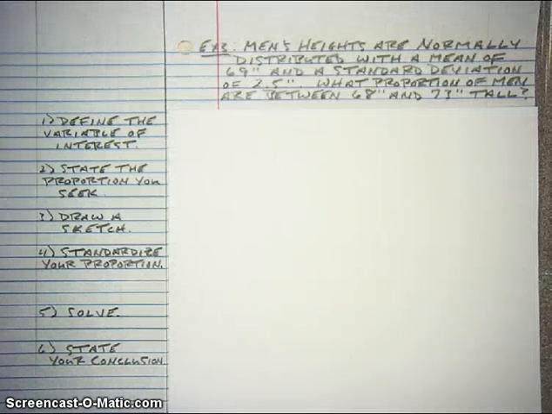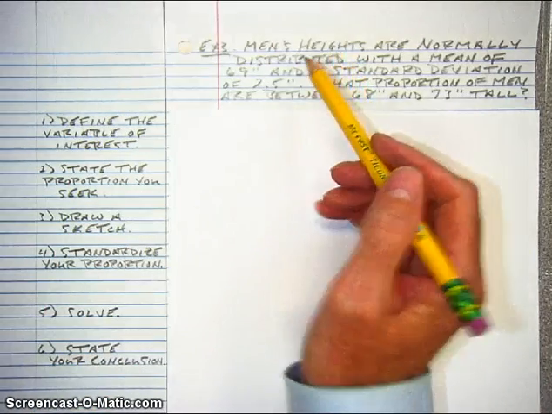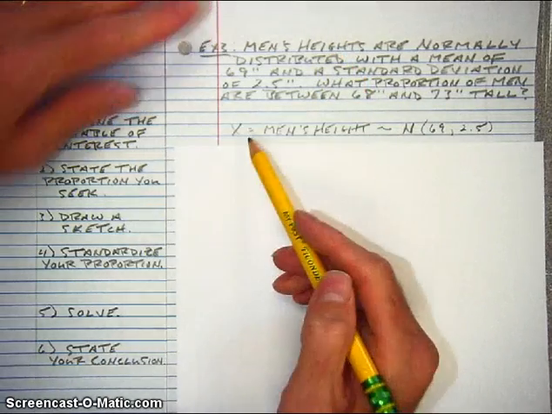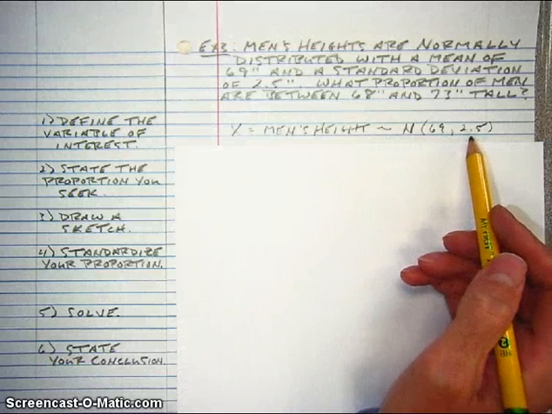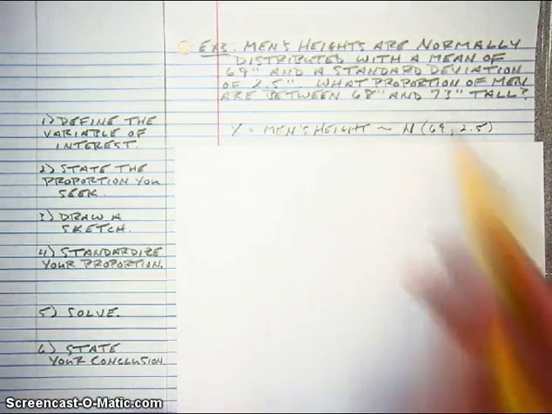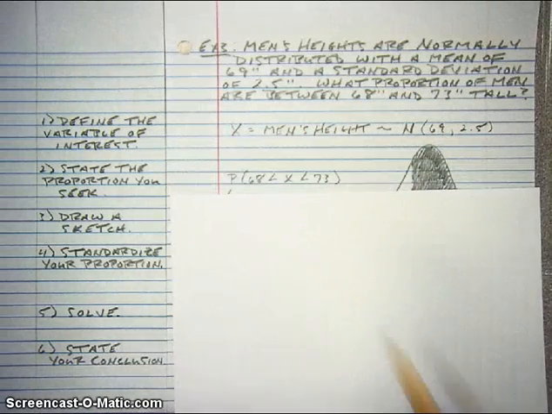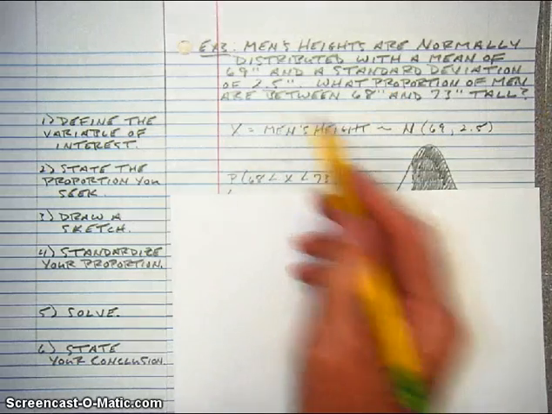Here's a third example. Men's heights are normally distributed with a mean of 69 inches and a standard deviation of 2.5 inches. What proportion of men are between 68 inches and 73 inches tall? Well, we're going to go through the same procedure to find the variable. In this case, that would be men's heights. So that's all we say. X is men's height. It's normally distributed with a mean of 69 and a standard deviation of 2.5. The proportion we're interested in is the proportion of these x's that are between 68 and 73 inches. So in mathematical language, we write that like that. So this is basically shorthand for most of that question right there.